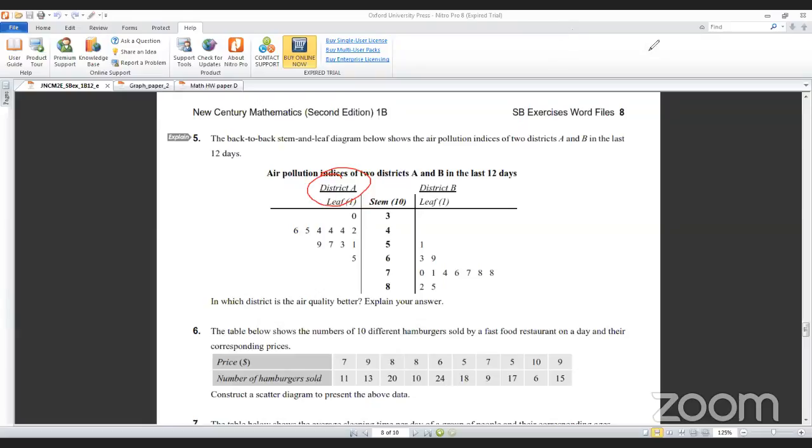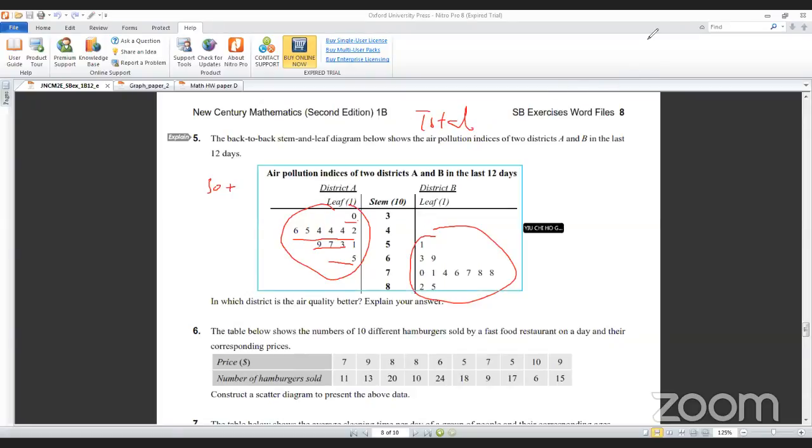I think you may have some misunderstanding. Some of you told me that the total of the pollution index of district A is lower than this one. But the total means you add all these numbers together, and it is not really good to use a total.